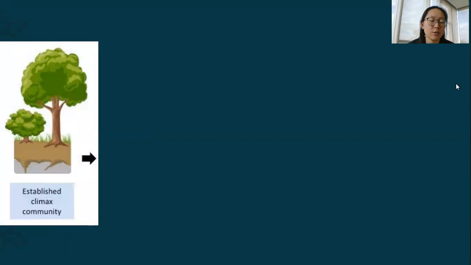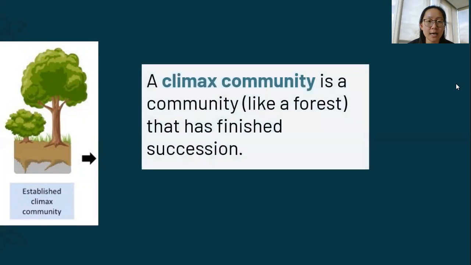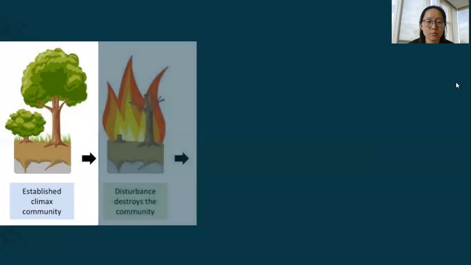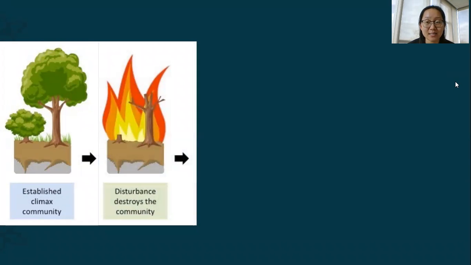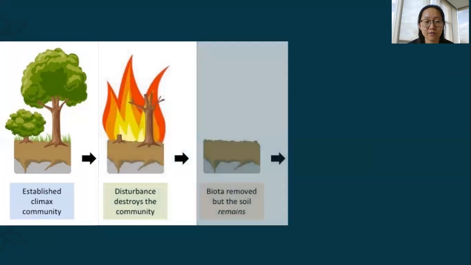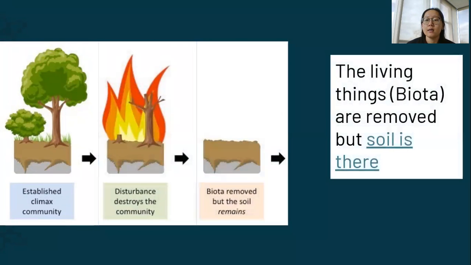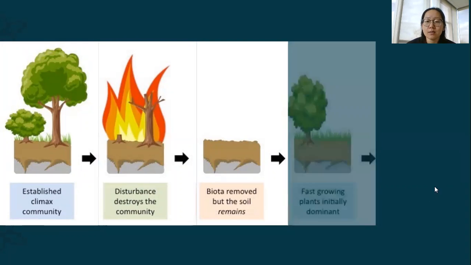So this is what it kind of looks like where you have an established climax community, but then an event happens that destroys it. So it's no longer like this old stable community that's been there for years and years. An example could be a forest fire that decimates everything, but the soil is still there, right?